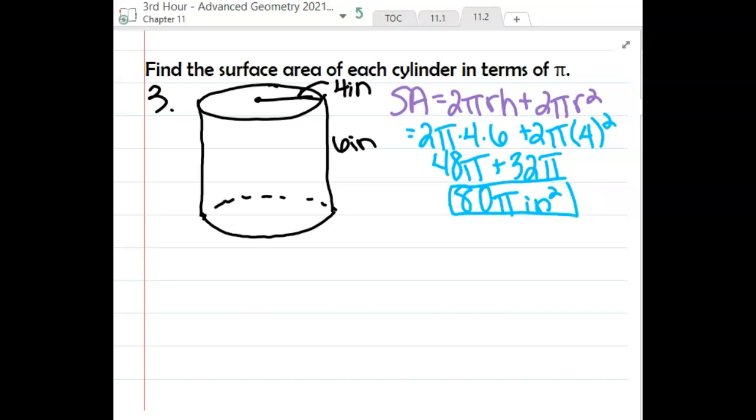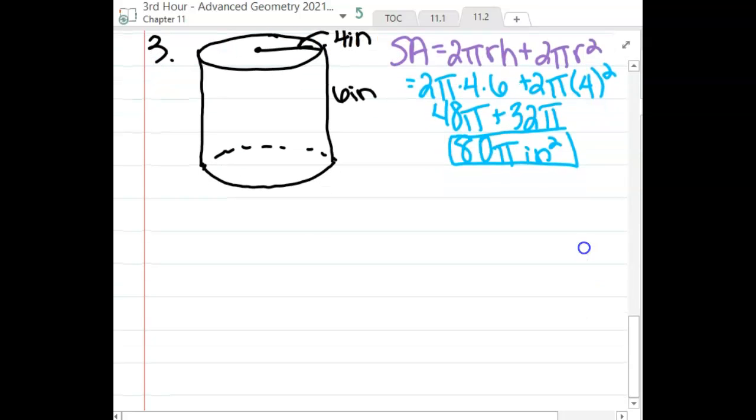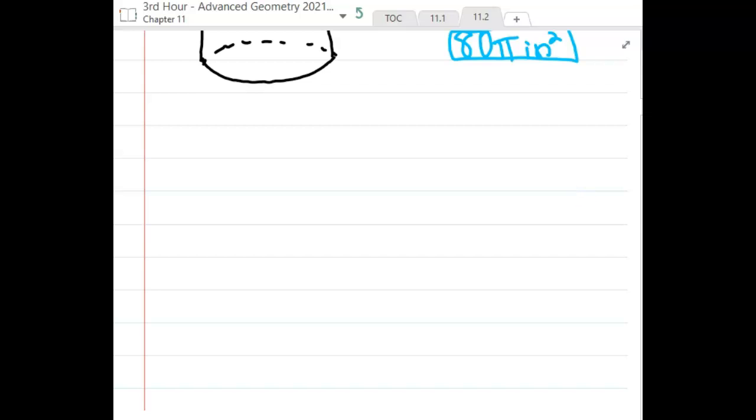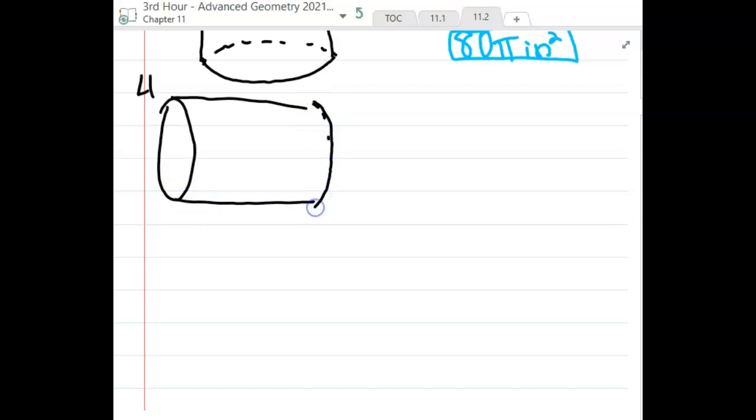Okay, we'll just do one more of the cylinders. Okay, so if I tilt this one, this is number 4, if I tilt this one on its side. Okay, this time let's say the diameter is 9 feet and the height is 11 feet.